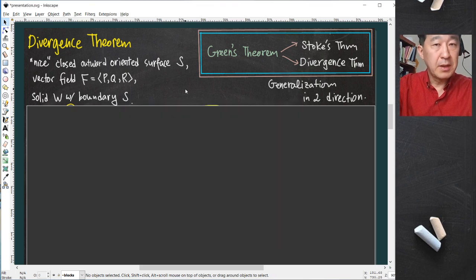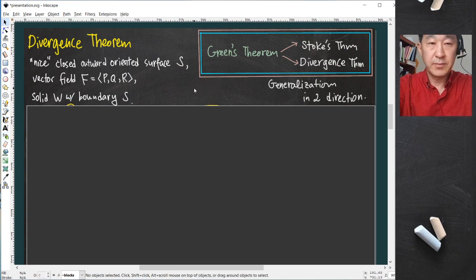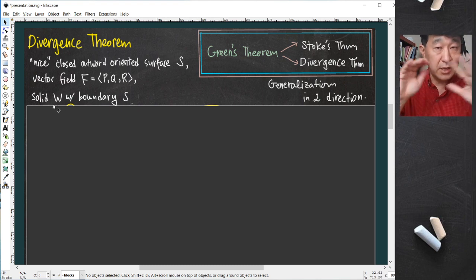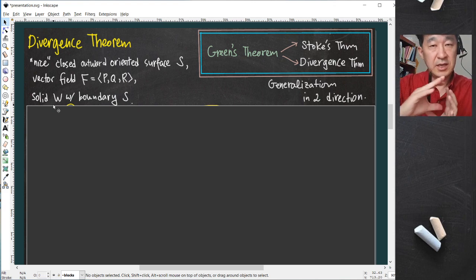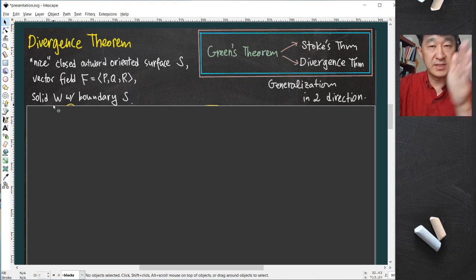Just like before, because we want to write down a proof and make it as rigorous as possible, we have to assume that there is a solid and there is a boundary, and they must satisfy a nice property such that it can be broken into pieces over the xy plane, over the yz plane, over the zx plane, all that, just like we did for Green's theorem, where we did it over the x-axis and y-axis.